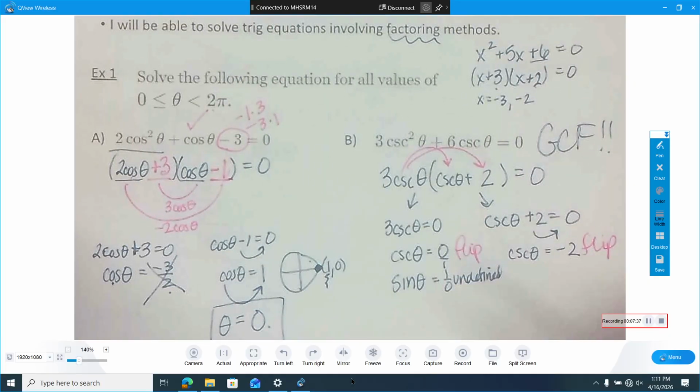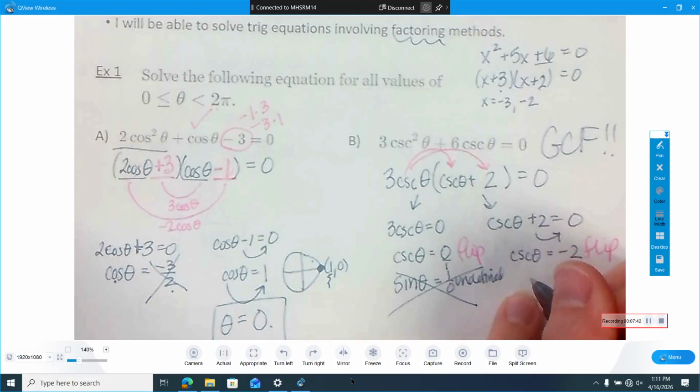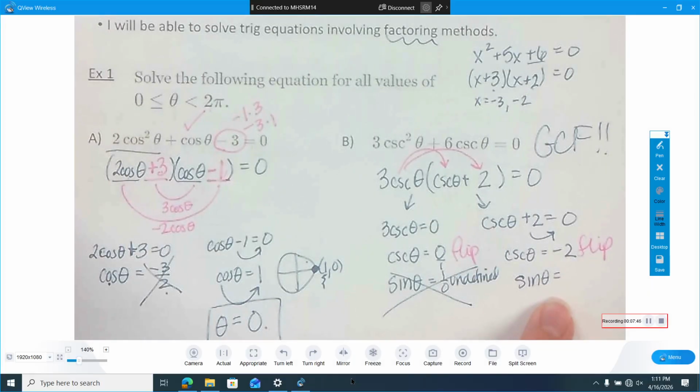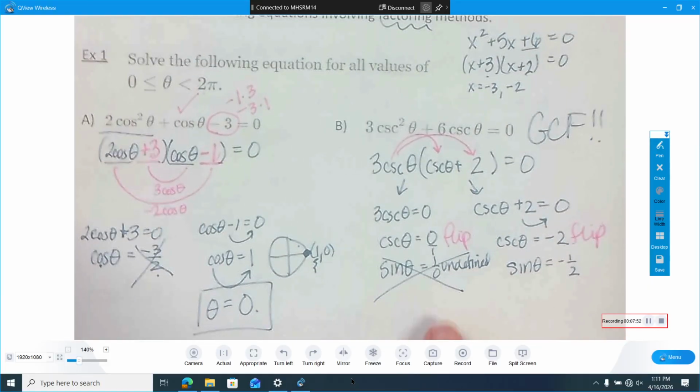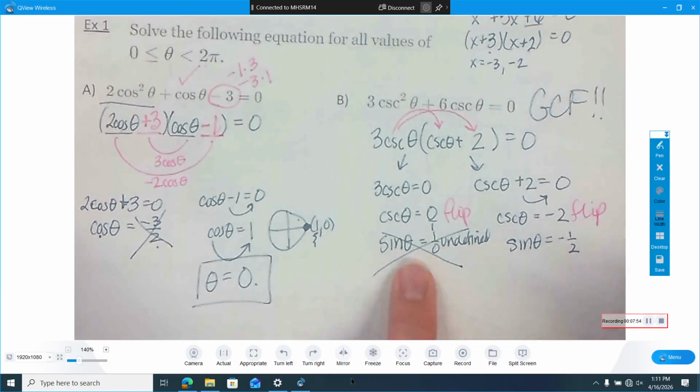Can I get any answers from that? No, that's no good for me. Okay. Over here, if I get sine of theta and I flip my -2, what do I get? -1/2. Yep. Okay. So I don't need to worry about this one because it's undefined.